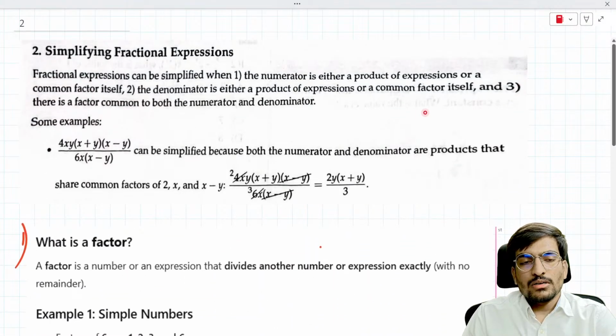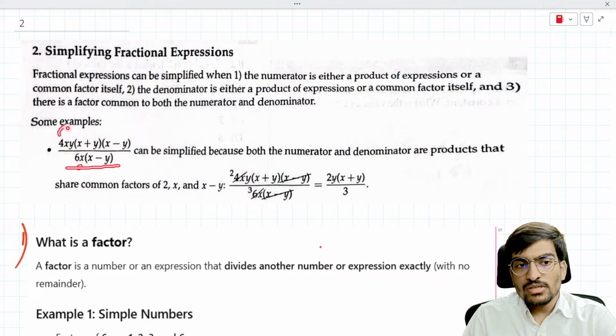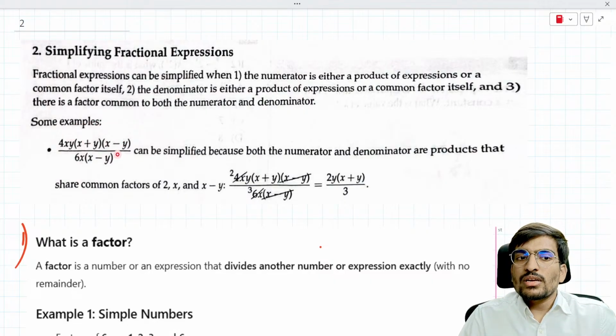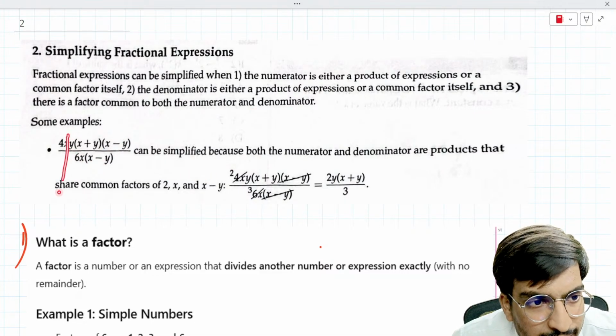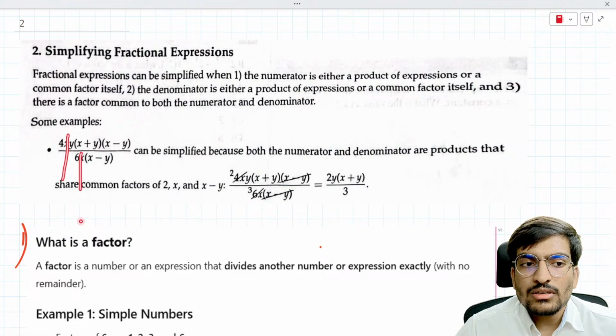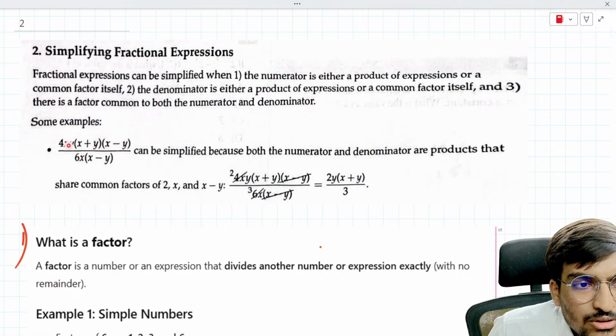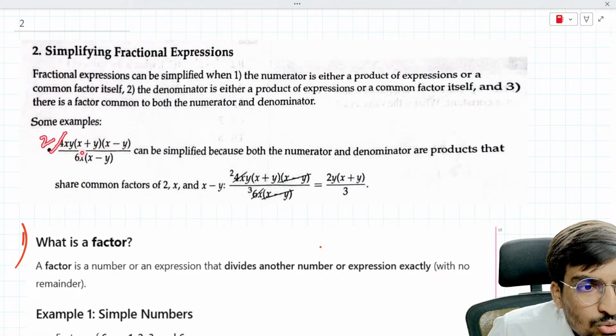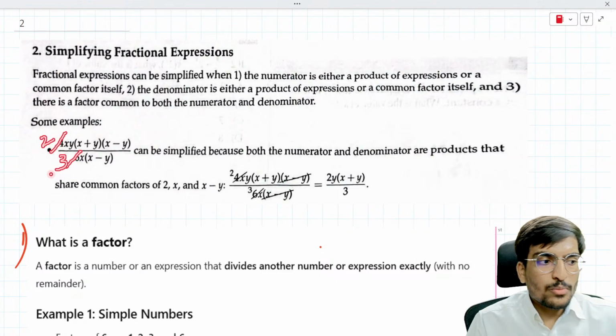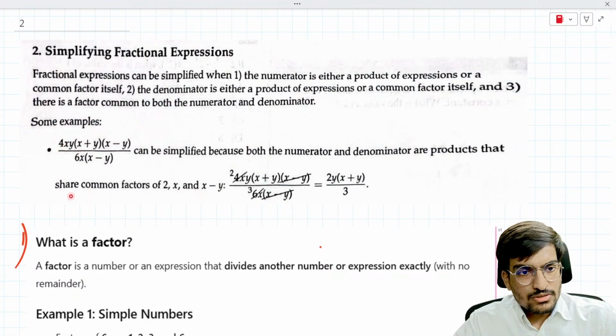Now you can see here x minus 5 we cross out, and here x is there. These are all in products. You see 4xy, x plus y, x minus y, all of them are in product. So you can cancel out this x plus y, and you can also do it with this x term, you can cross out, and then what you can still cross out, 2 times 2 times 3 you can do it. Hope you know what I am trying to teach.